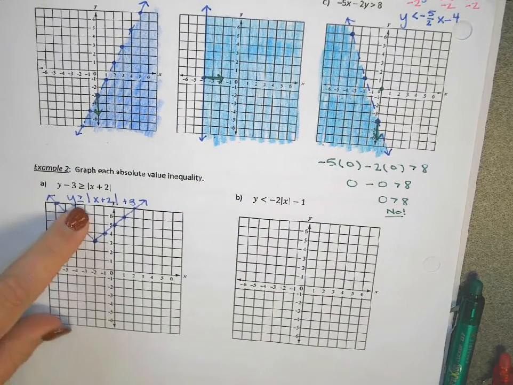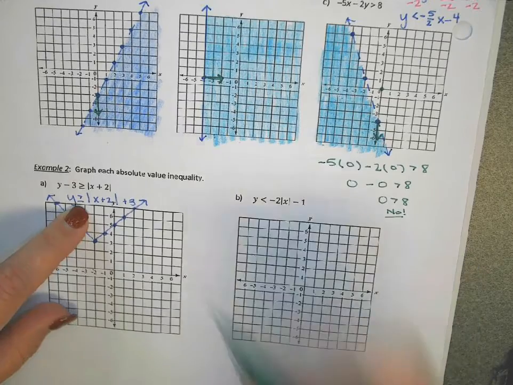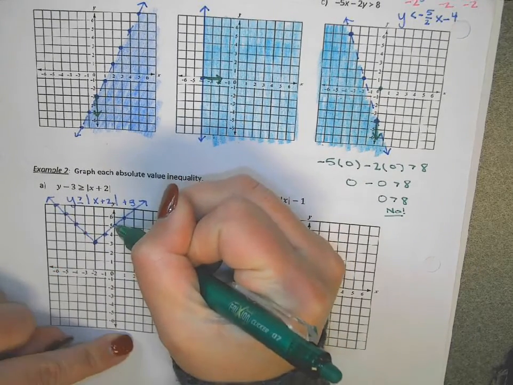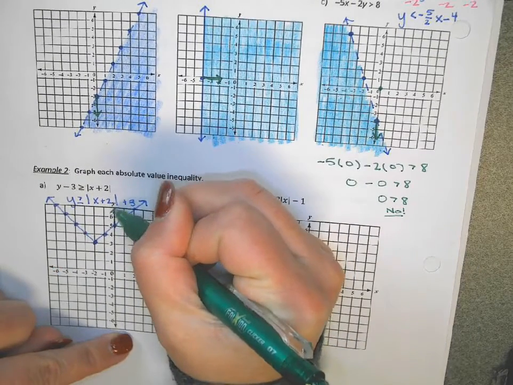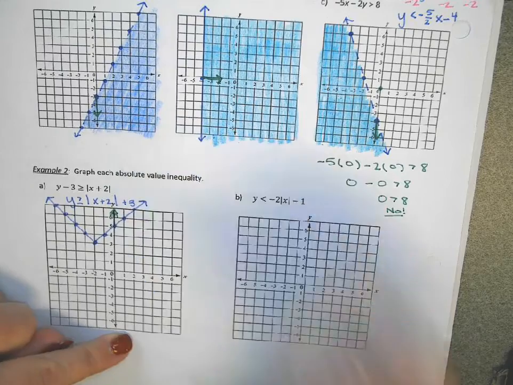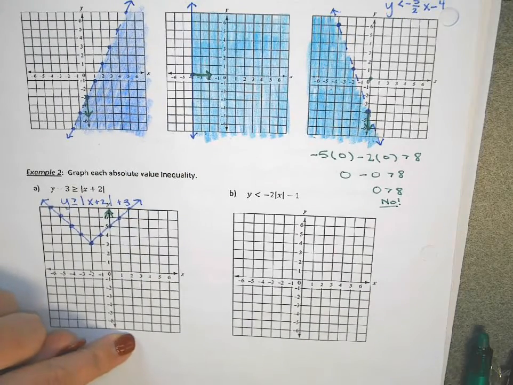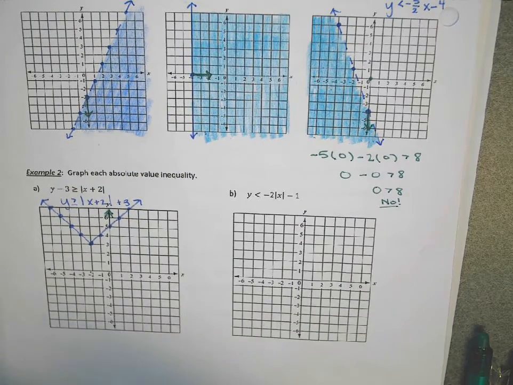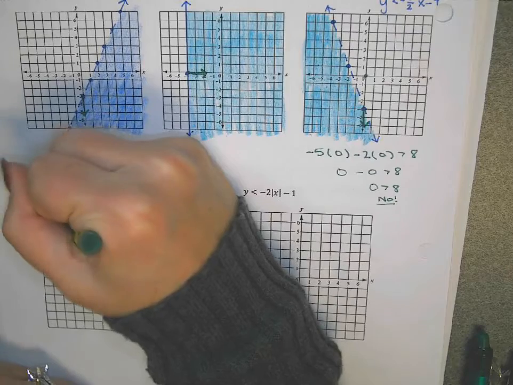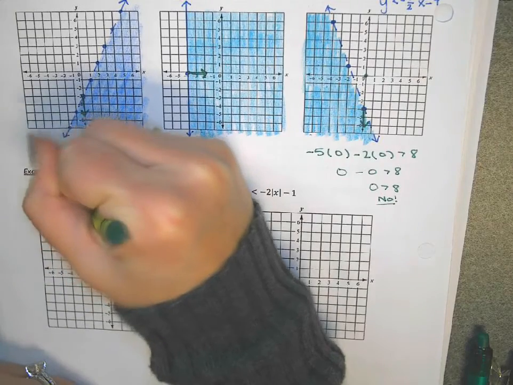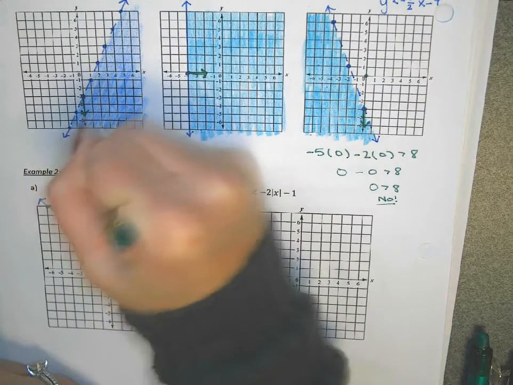Now y is greater. Okay, so when we look at this, go to your y-axis. Where is y greater than 5? Up here at 6. So on this side of that boundary line. So our boundary line is a V. So it's going to be the inner part of the V that is shaded.